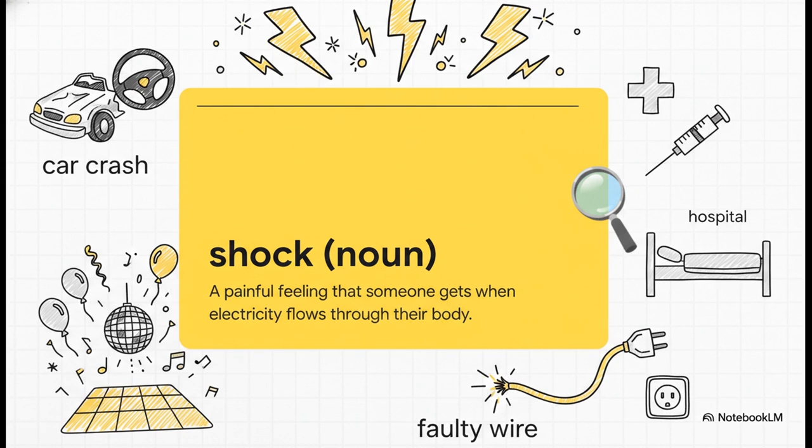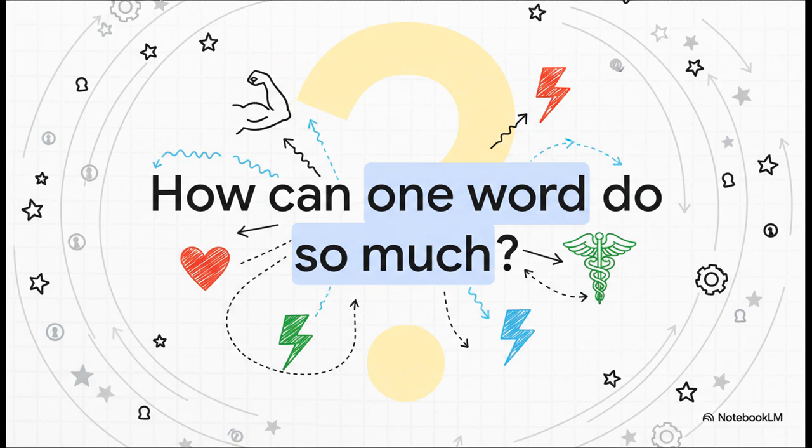Wild, right? Which of course brings us to the real question. How? How can one simple 5-letter word describe a physical force, an emotion, a medical condition, and an electrical event? How is it that flexible? Well, the answer is pretty cool. Turns out, this word is part of a very, very exclusive club.